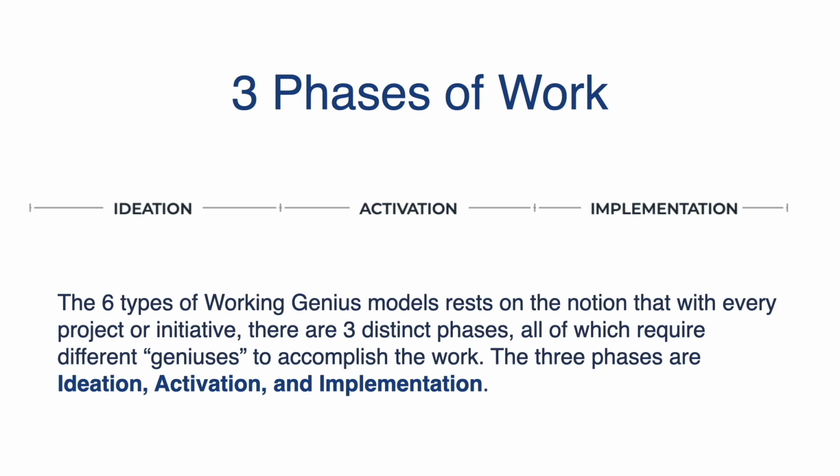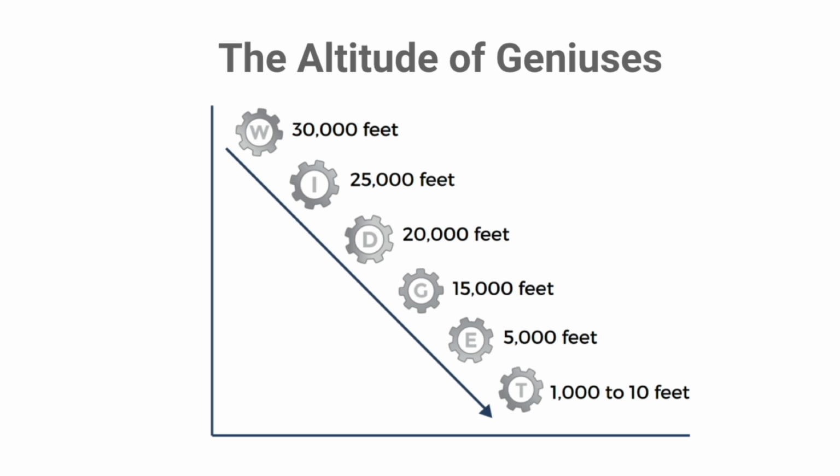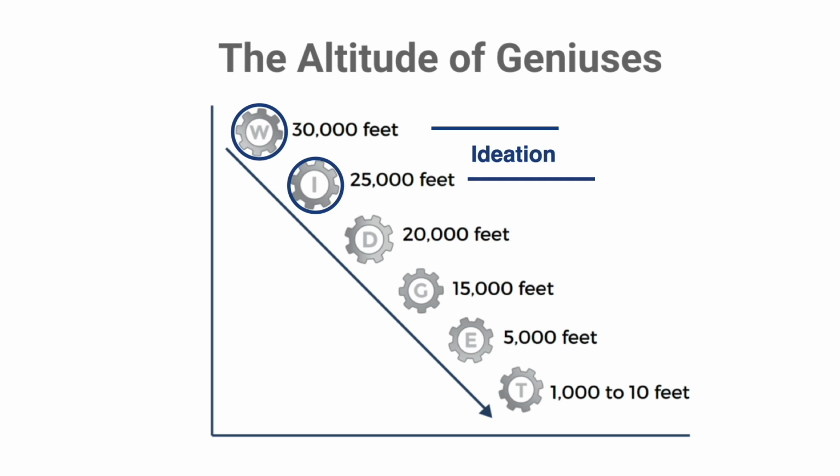Now, there are 3 phases of work. The 6 types of working genius model rests on the notion that with every project or initiative, there are 3 distinct phases, all of which require different geniuses to accomplish the work. The 3 phases are ideation, activation, and implementation. Now, this is the altitude of geniuses. This starts at the 30,000 foot level and goes all the way down to the ground or 10 feet off of the ground. In the ideation phase, that's where you see the geniuses of wonder and invention having the most input or value.